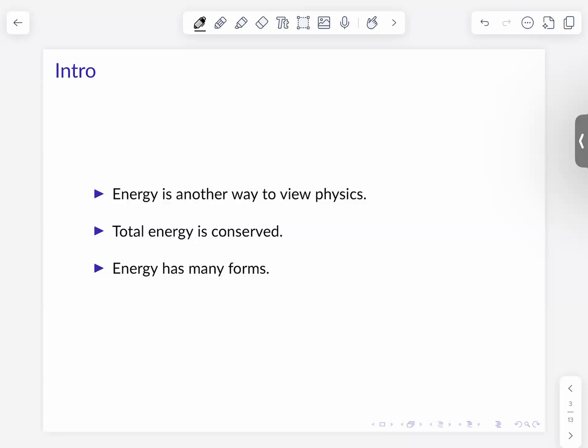Money in a market is conserved. Your bank account, you might have a checking and a savings.